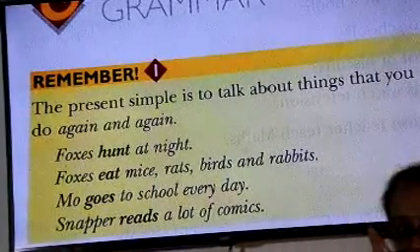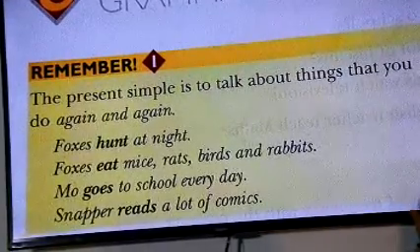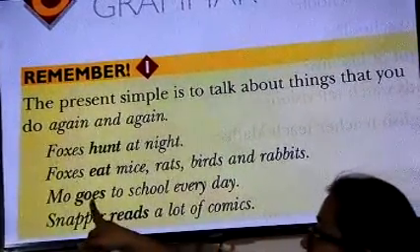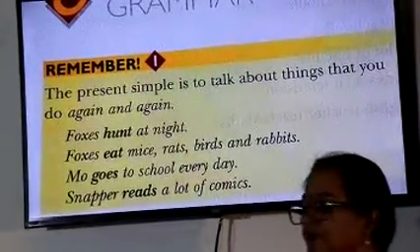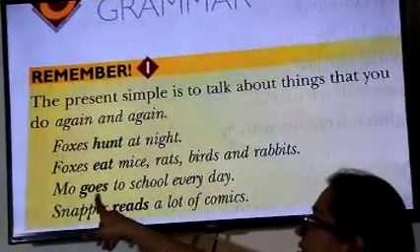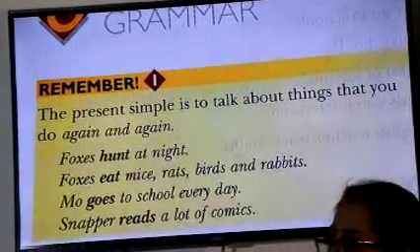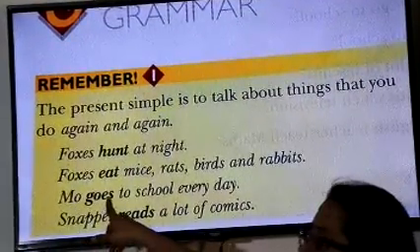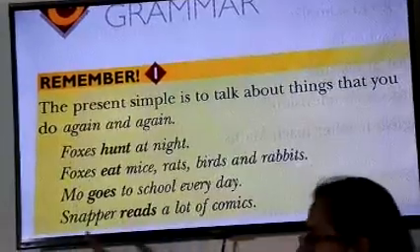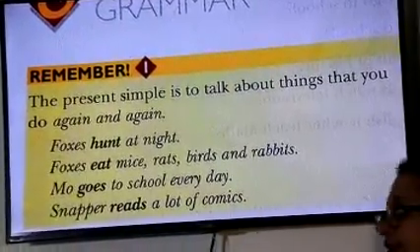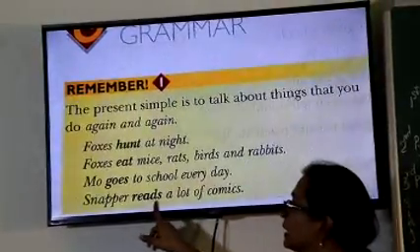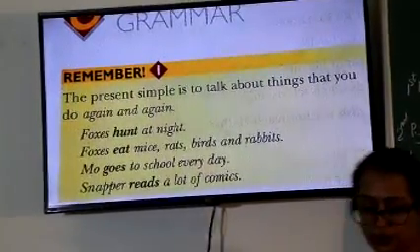Mo is singular. The child is one. So it is singular. And what did we do to make the verb agree with the singular form of the noun? We add an S. Now since it is go, it is a special verb, so you have to put ES to it. That's the spelling rule. So goes. Snapper is singular, that crocodile, one. So Snapper reads, adding an S. I hope you got the idea of it.